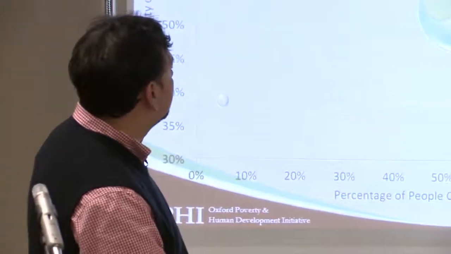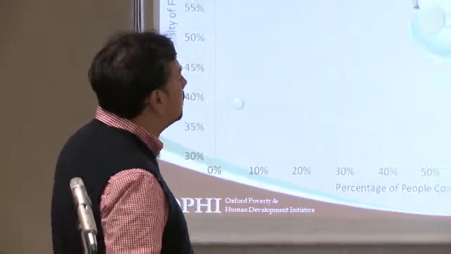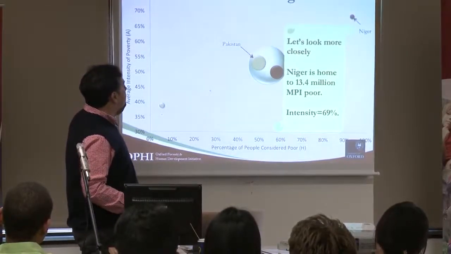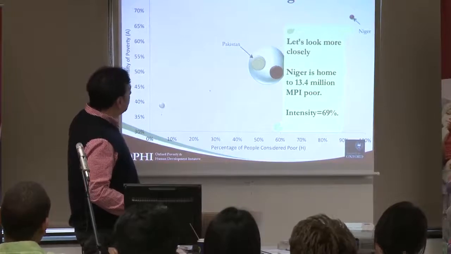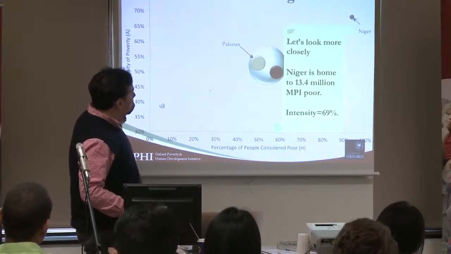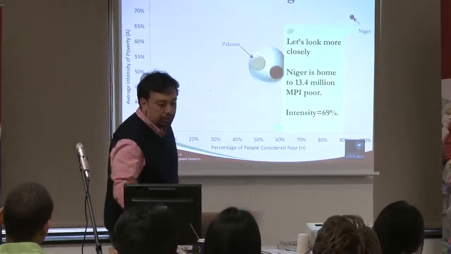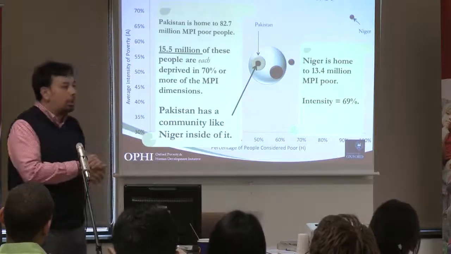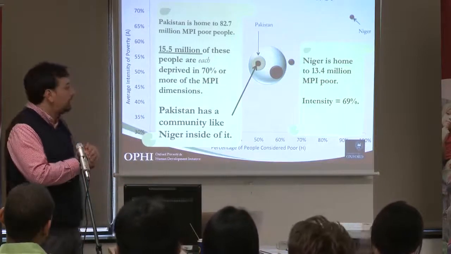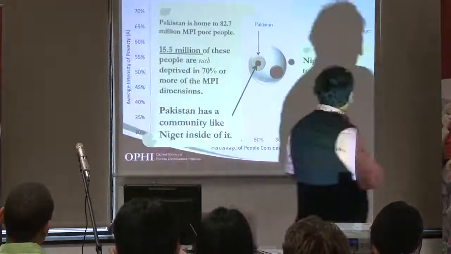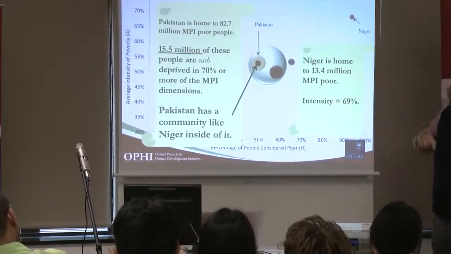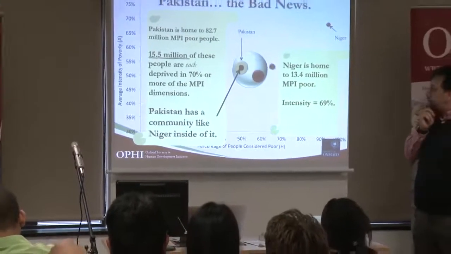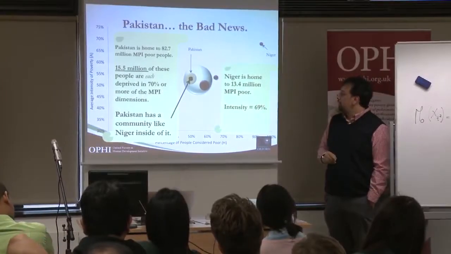I will show you the final one. That is Pakistan, on the other hand, intensity is 69%. Sorry, it is still Niger. There you are. We realize the following. Niger is home of 13.4 million MPI poor people with an intensity of 69%.